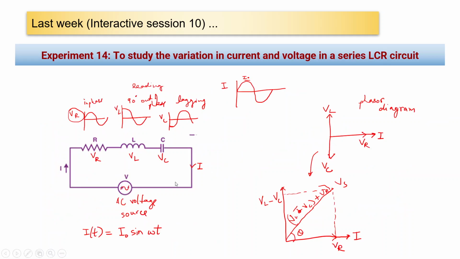Another experiment was on the LCR series circuit. We tried to understand how the voltage drops across the resistor, inductor and capacitor are in phase, out of phase, lagging behind or leading the current flowing in the series circuit.